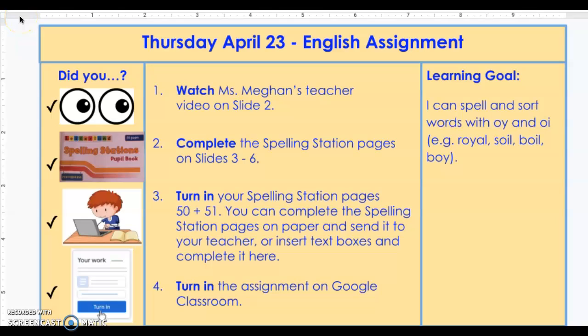Good morning. Today I will give you your English assignment, where we'll be working on pages 50 and 51 in your Spelling Station book. So go ahead and get your Spelling Station book and open up to page 50.